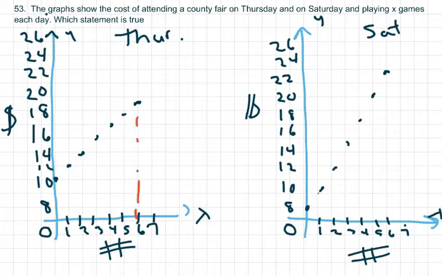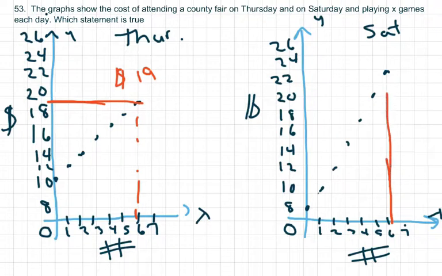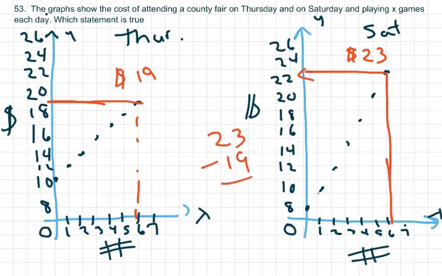On Thursday would be $19. And 6 games on Saturday would be $23. And when I subtract 23 minus 19, you get 4. So that would be $4. So the answer here was B.